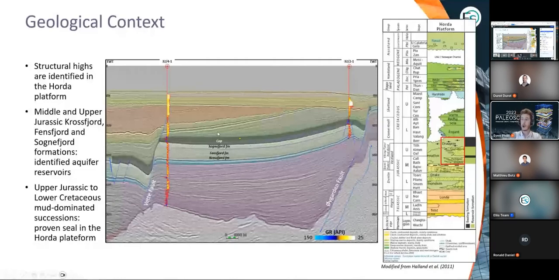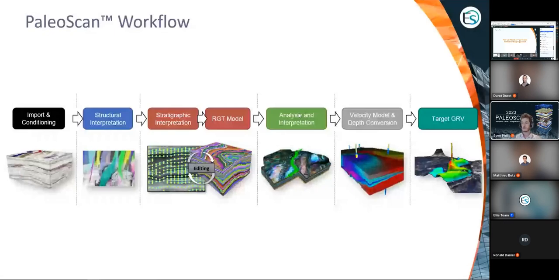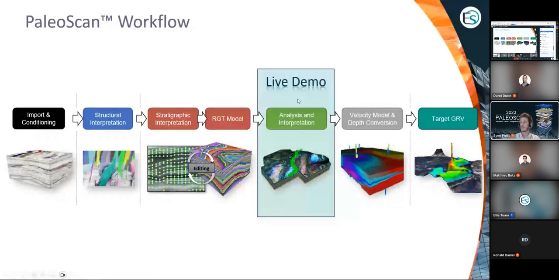So now again, the question is, how can PaleoScan participate to the CCS storage appraisal? So this is what we cover in these case studies. Just as a reminder, this is the typical workflow that we could follow in PaleoScan, and the steps I want to show you in PaleoScan directly today are these steps where we derive a horizon stack. We're playing mapping in the horizon stack to analyze the potential environment of deposition of the reservoir and the vicinity of the reservoir we're targeting. And at a later stage, we also want to see how to create a gross rock volume after having converted these time volumes into depth.